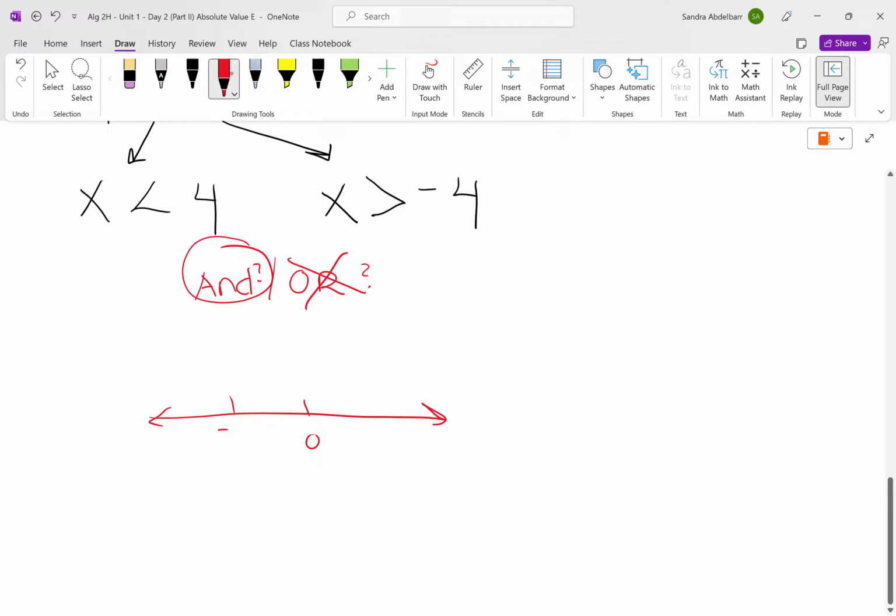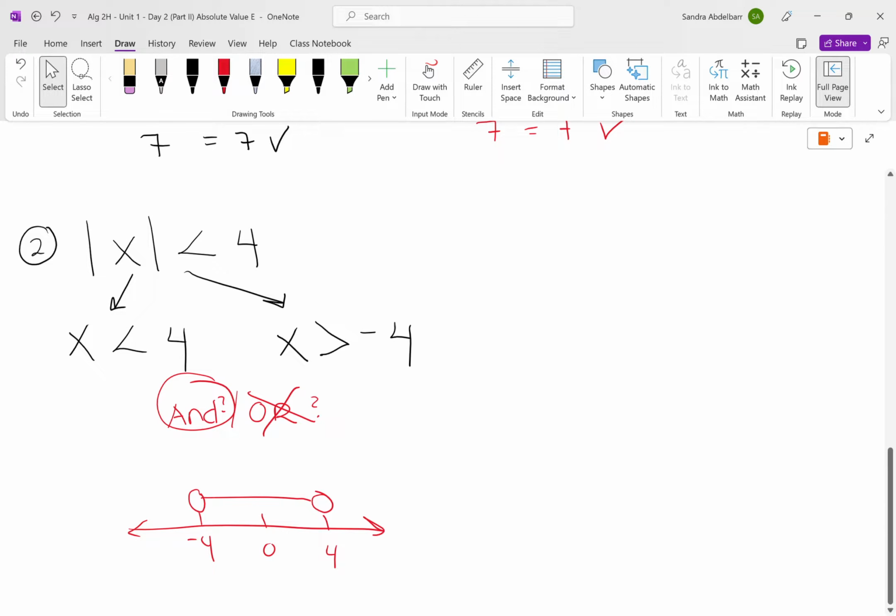And let's see what that looks like. Here is -4, here is +4. It is saying we are between these 2 numbers. Think of all the numbers between -4 and +4. Does it work if we plug in any number between -4 and +4? Yep. It always works.